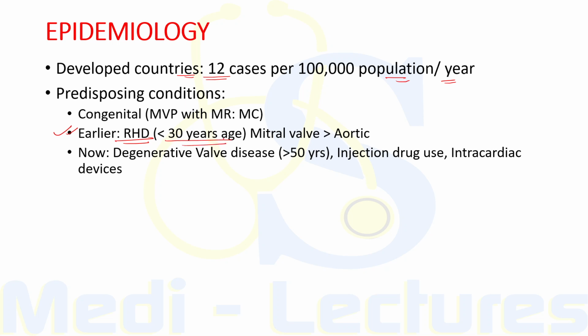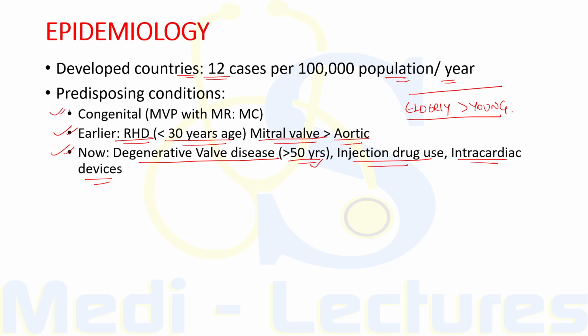And among those individuals, mitral valve was commonly affected, followed by aortic valve. But now this incidence has shifted more towards more than 50 years of age due to degenerative valve disease. Since there is better treatment, better antibiotic therapy for rheumatic heart disease, the incidence has declined, and now the predisposing conditions are more commonly degenerative valve disease, especially in more than 50 years of age, people who inject drugs, and intracardiac devices. So now elderly population are more commonly affected by infective endocarditis than young patients.